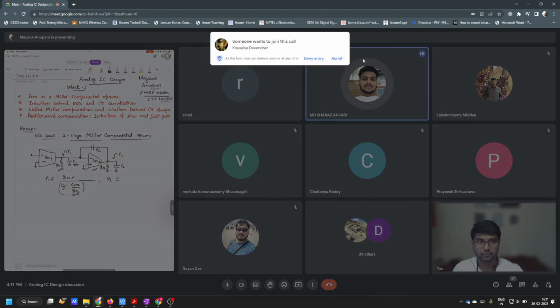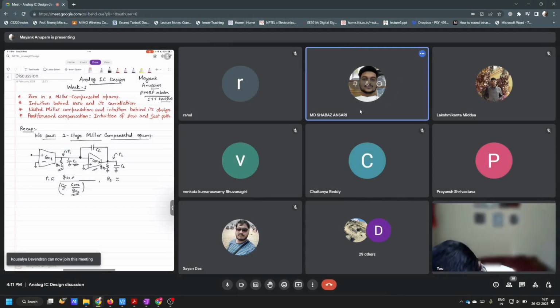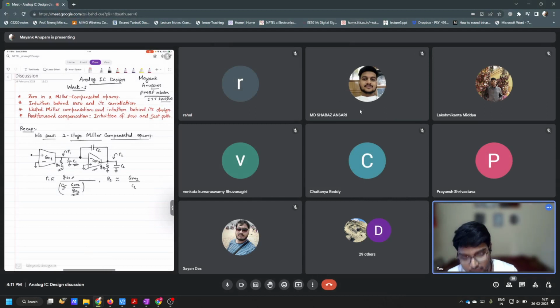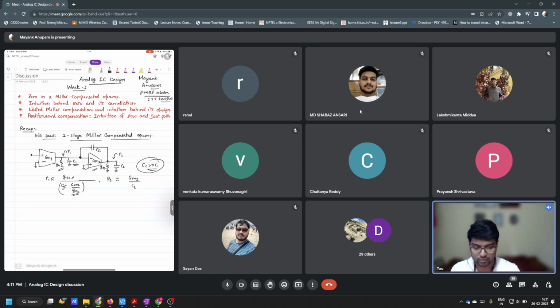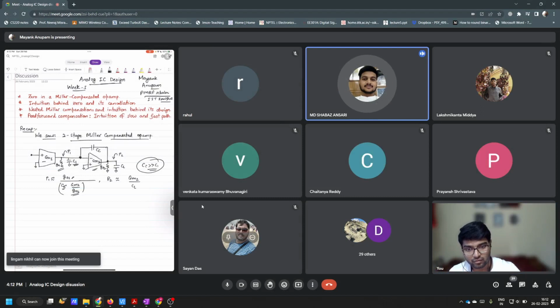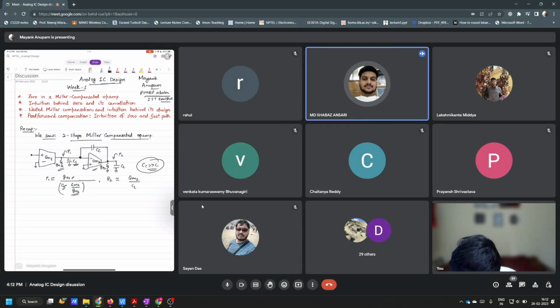It's GM2 by CL. Correct, approximately. This is under what approximation, by the way? CC is much greater than C1, right? This is extremely necessary because otherwise what will happen? Can you tell me? Sir, we get a quadratic equation. Otherwise, if CC is much greater than C1, then we get a linear equation.